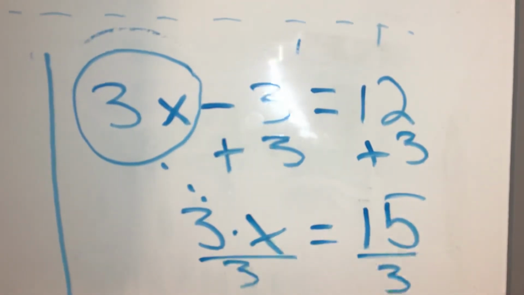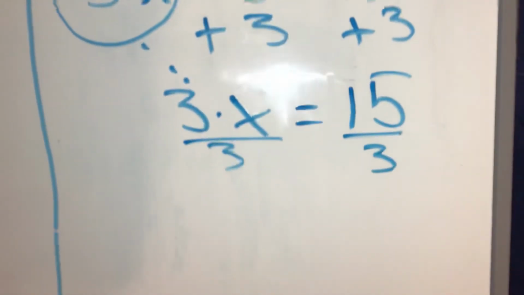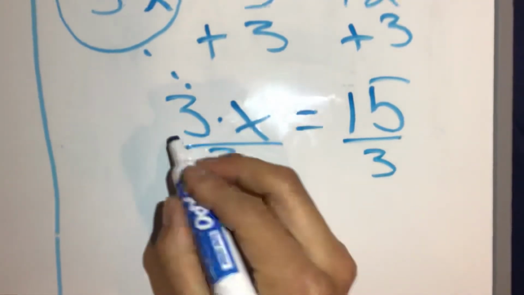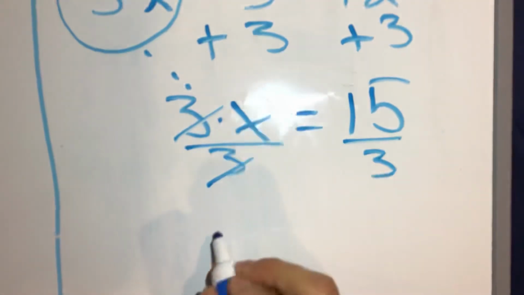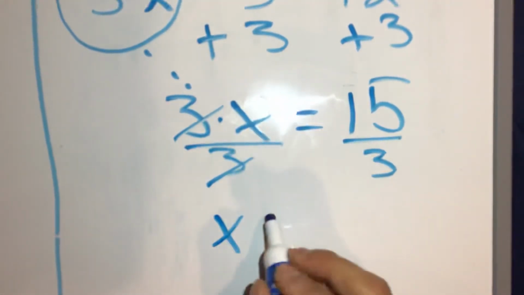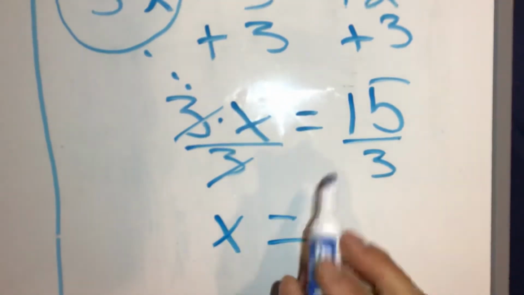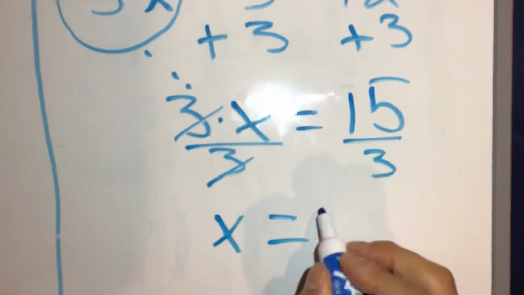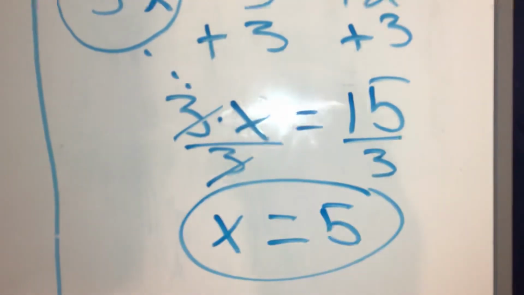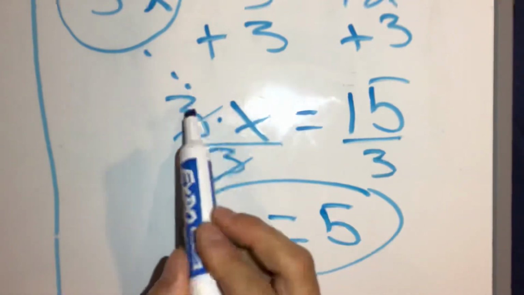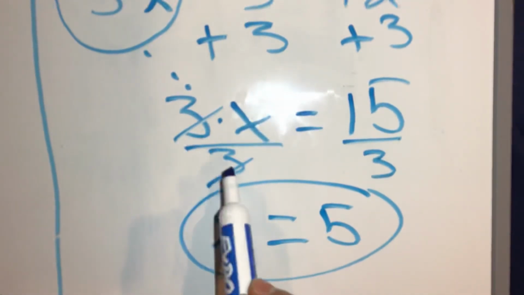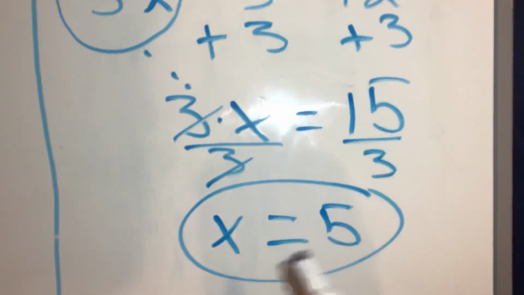So let's take a look now. Slide this up. I have these 3's will cancel. Oh, there we go. X is all by itself now. And x will equal 15 divided by 3, which is 5. And just another thing to point out, these cancel because 3 divided by 3 is 1. So that's why they're gone.